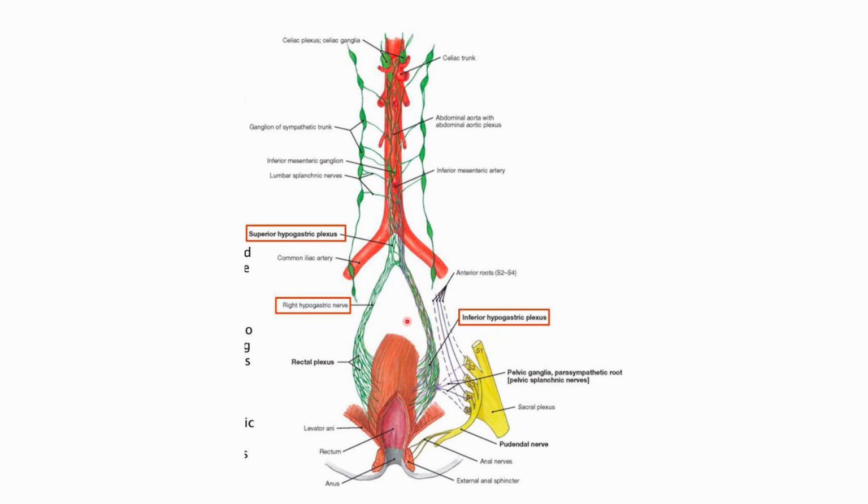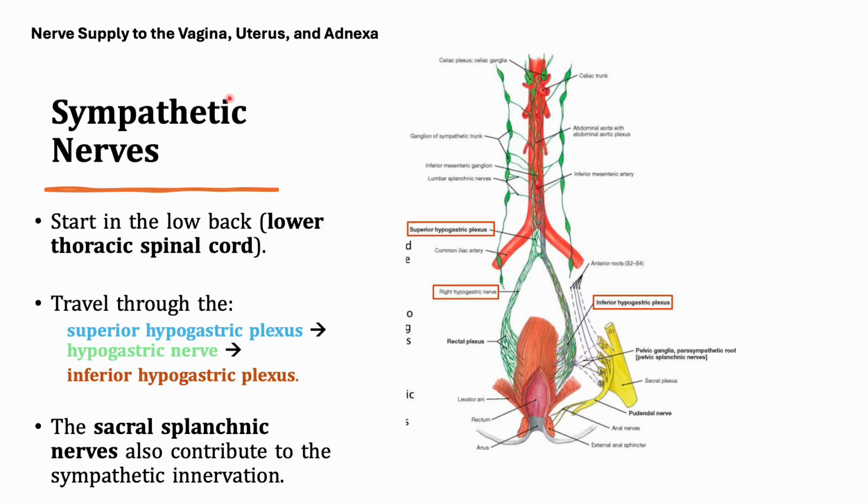So that is what I wanted to show. So this is the nerve supply to the vagina, uterus, and adnexa. The sympathetic nerves are going to start in the low back around the lower thoracic spine. They travel through the superior hypogastric plexus, split off into the hypogastric nerves, and then come back together into the inferior hypogastric plexus. The sacral splanchnic nerves also contribute to the sympathetic innervation.